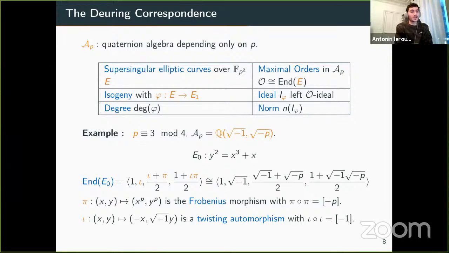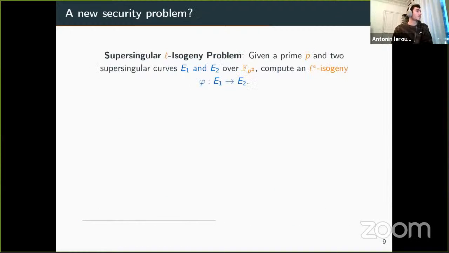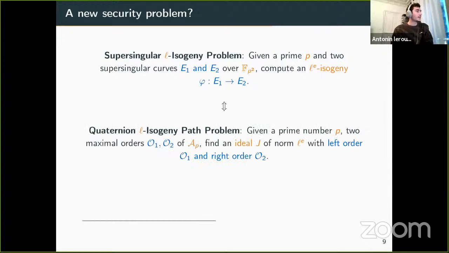So now, one of the first things I want to do with my correspondence is to look at my hard problem, my supersingular l-isogeny problem. And I can translate it with this new dictionary. I'm sorry, there are a few notions that are not defined in this new quaternion l-isogeny path problem, but you have to trust me that this is the right way of translating my supersingular l-isogeny problem. And the nice thing is that this new problem is easy.